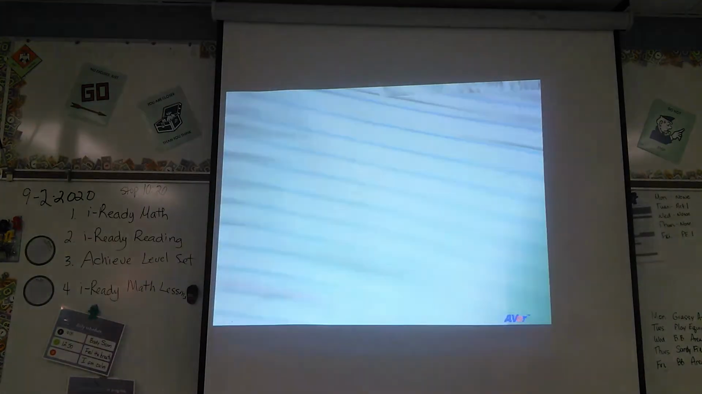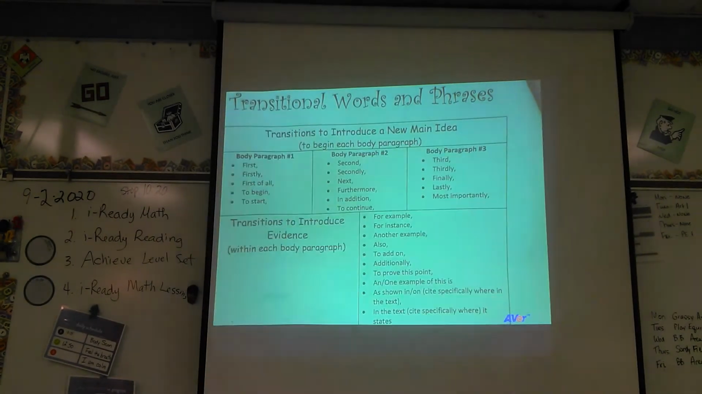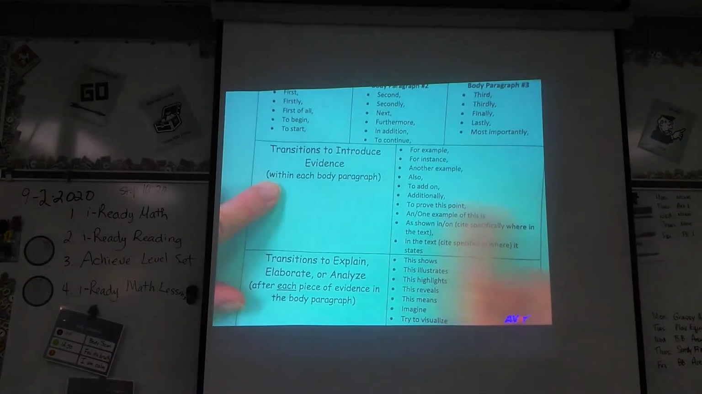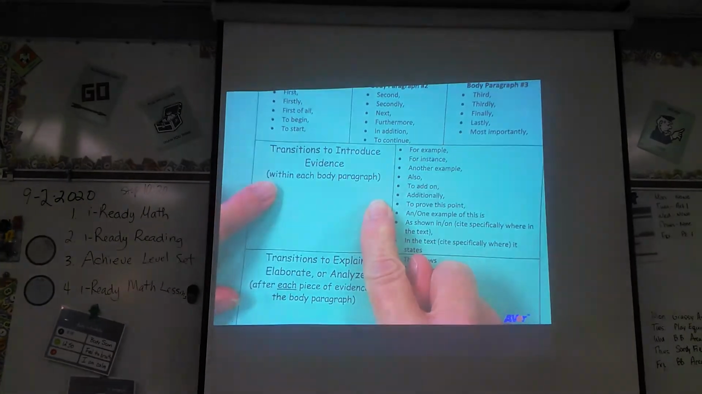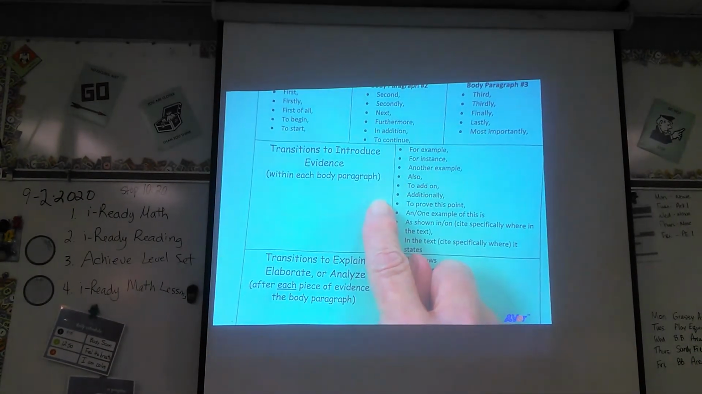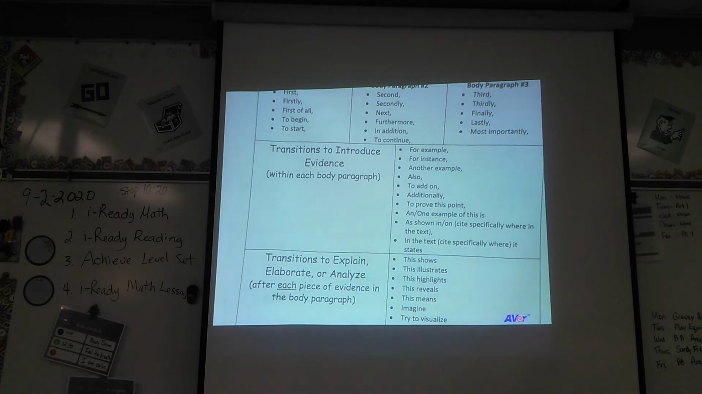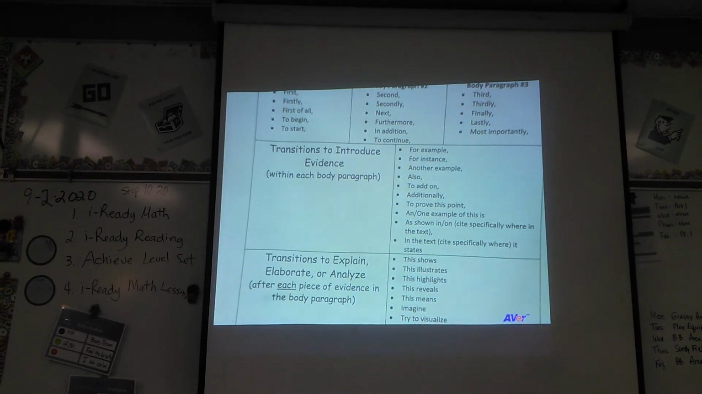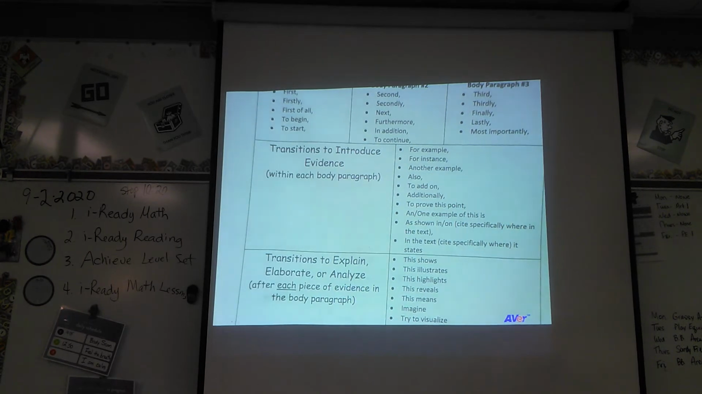Okay, so let's take a look at our chart again. If you look at this row, it says, transition to introduce your evidence. Now, remember in our sample, our 4th of July, the author introduces, I'm not even sure if it's a girl or a boy, the author introduces her mini story by saying, "One time," "Last year," "One day." That's the transition that is used when you're introducing a mini story.